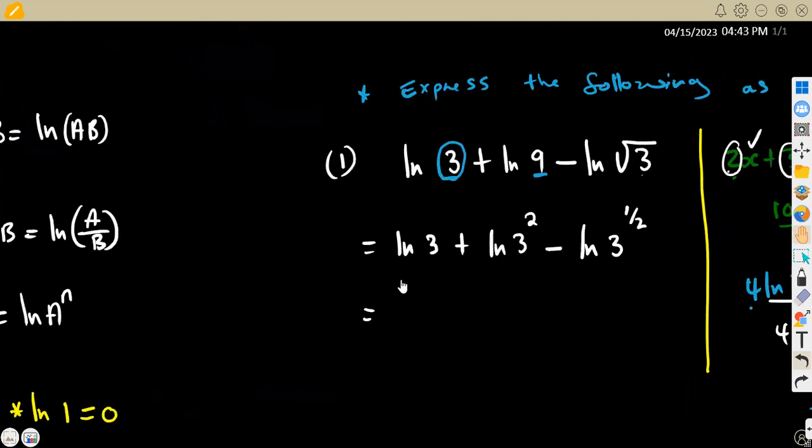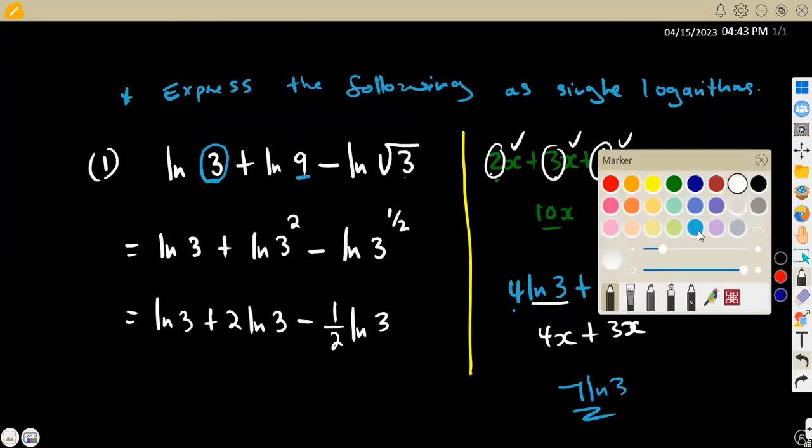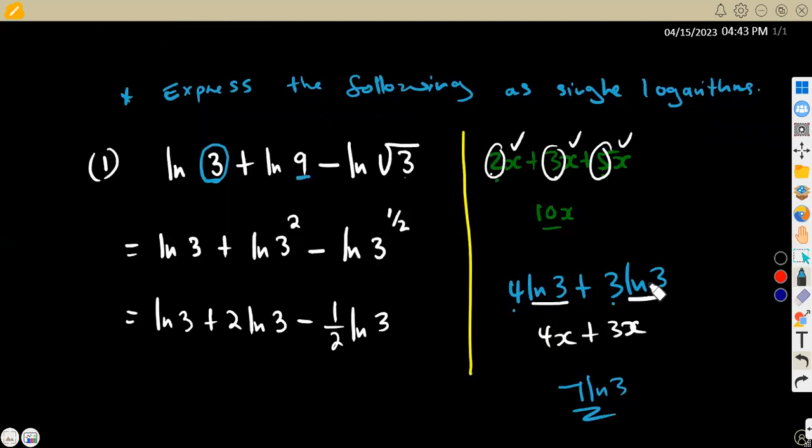So this here is going to give us the ln of 3. We drop our exponent. So if we are to drop this, this is going to be plus 2 ln of 3. We drop a half, it is going to be minus a half ln of 3. All right. In this condition, we can see that we have a common ln 3.